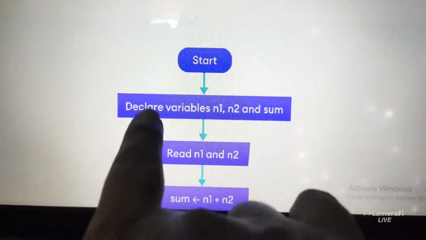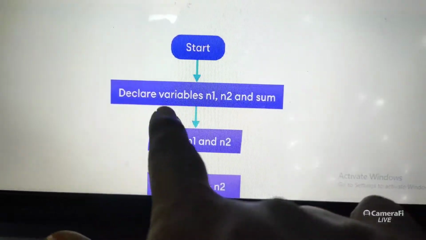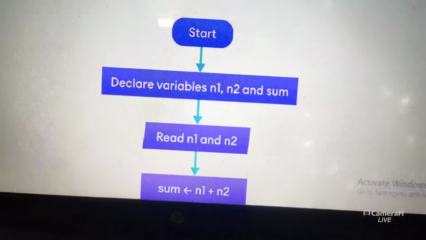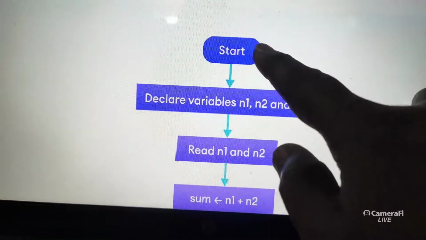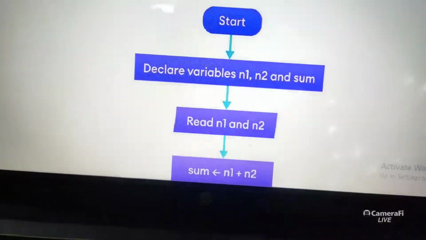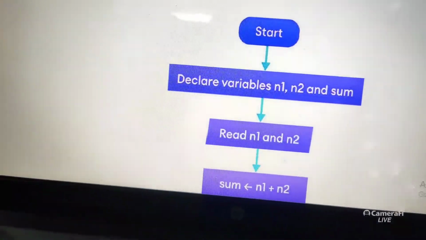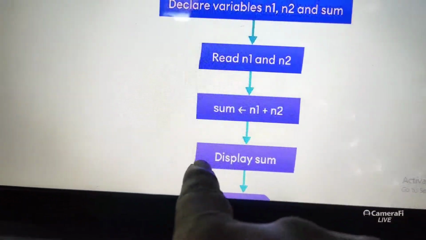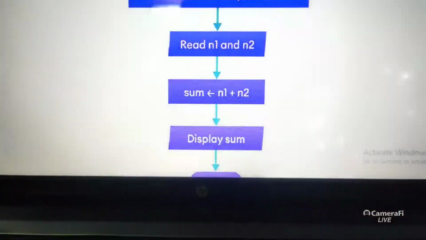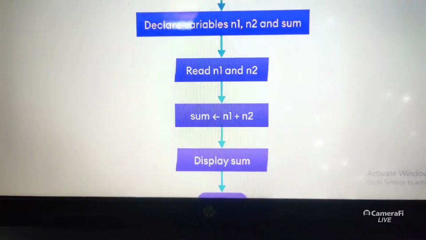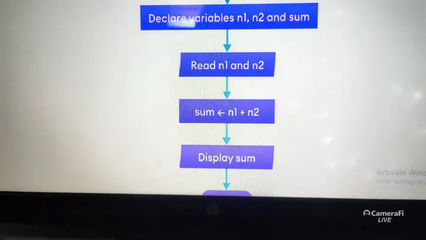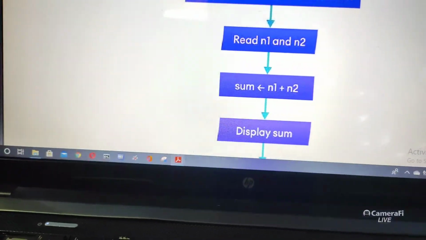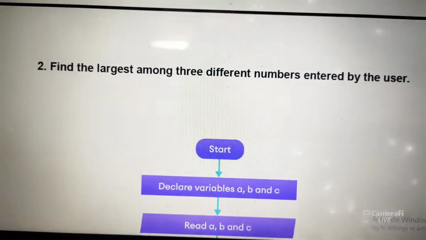Okay? And see, whenever input read, write, read, display, you should use parallelogram. So see, round rectangle for start, parallelogram for read, rectangle for process, and display. So please remember, read, write or read, display, use parallelogram. Okay? So be clear. And this is for the first program, sum of two numbers.